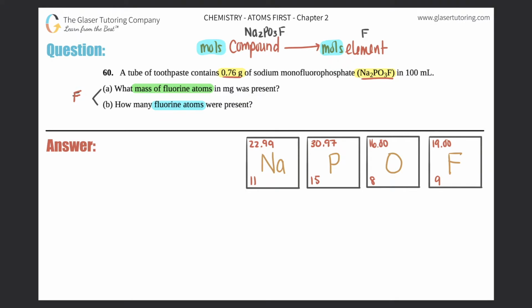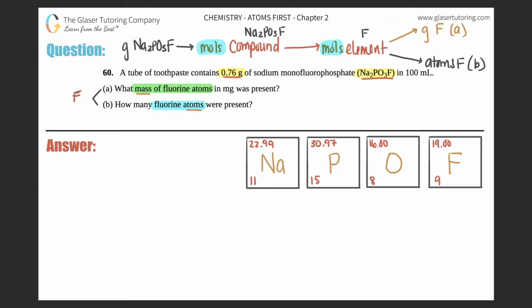But they gave me grams. But we know how to go from grams of a compound to moles of a compound. So that would be the first step, right? Grams of this Na2PO3F. Then I could go into moles of the compound, which will then transfer over to moles of the element. Now, for question A, they want the mass, and for B, they just want the amount of atoms. So in one route, you can go from moles of F to grams of F, which would be the answer to letter A. And then we know another conversion that can go from moles of F to atoms of F, and that would be for answer B.